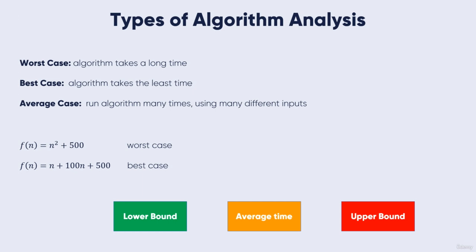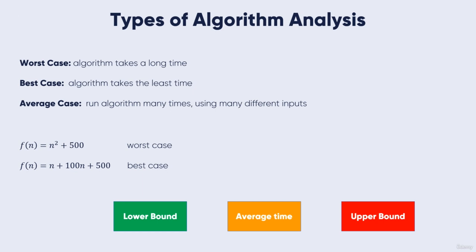The best case defines the input for which the algorithm takes the least time. This is the fastest time to complete. So the best case is the algorithm that takes the least time to be accomplished. Okay?